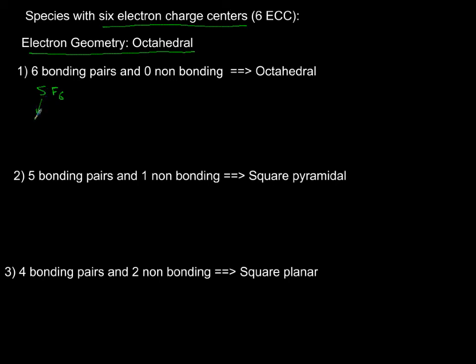Sulfur in this case has 6 valence electrons. It also is borrowing or sharing 6 electrons with fluorines. 6 plus 6, you have 12 electrons. If you divide it by 2, you will have 6 electron charge centers or negative charge centers. Then we put sulfur in middle, and I'm going to have 1 bonding pair with fluorine. From the 6, I have 5 more left.